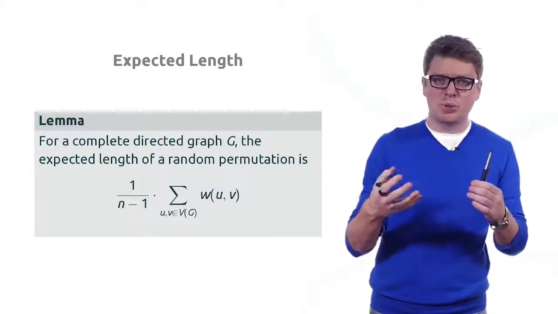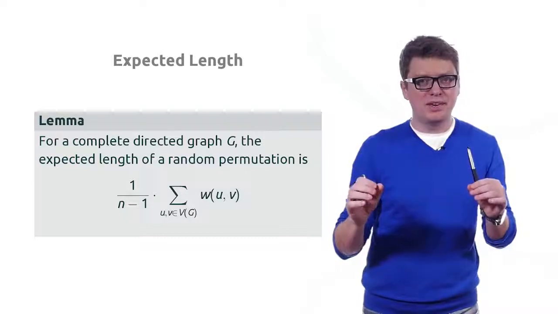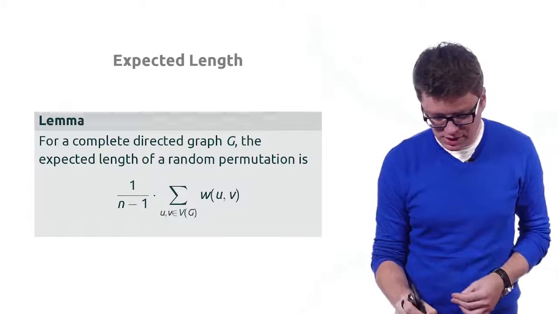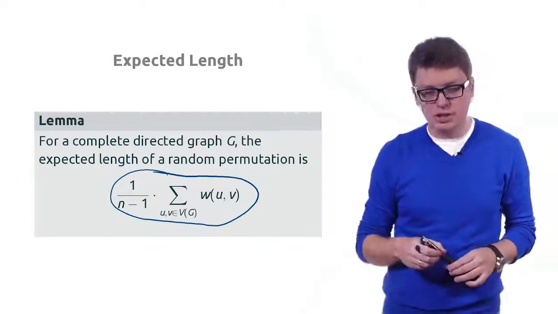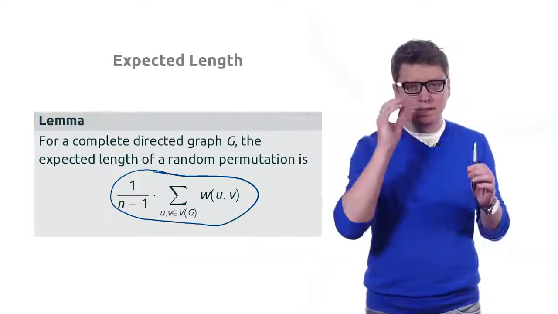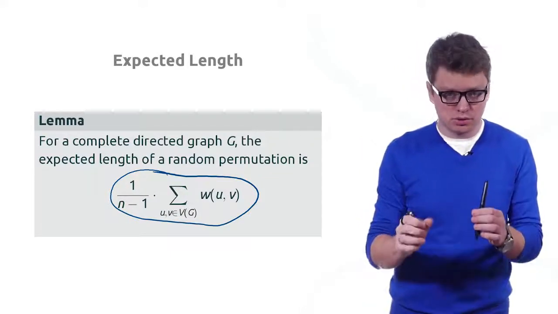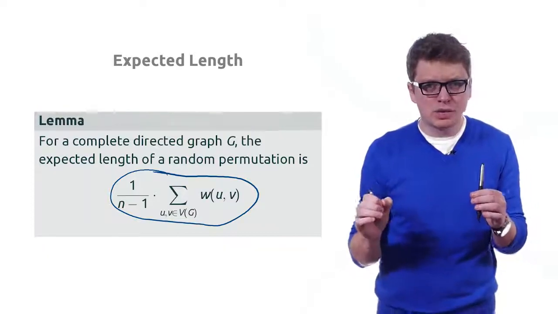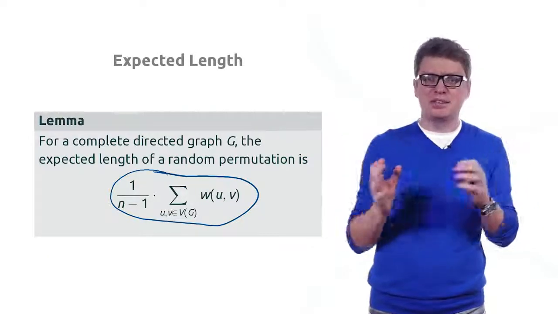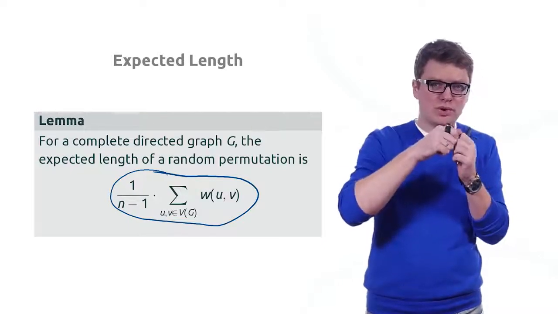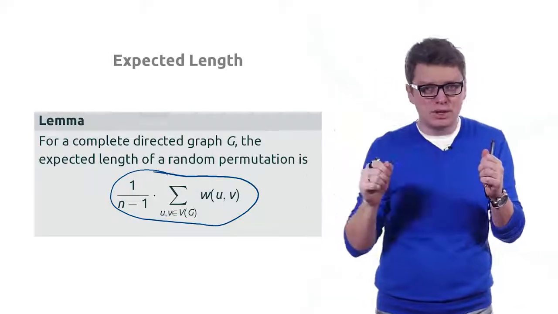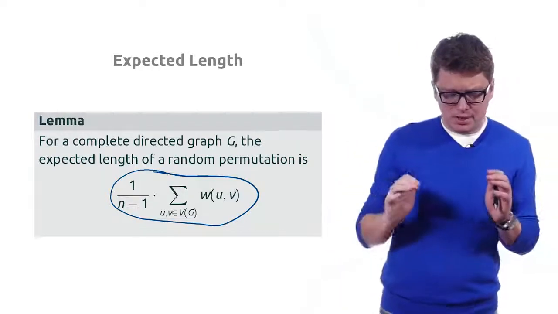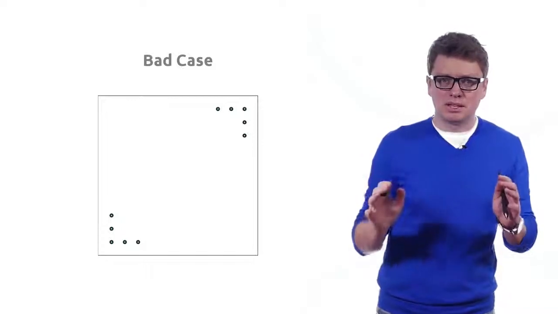This means that if in our graph we have some very heavy edge, then its weight will give a contribution to the weight of a random permutation, and this is something that we would like to avoid, because probably there are many heavy edges in our graph, but what we're looking for is some cycle that avoids all the heavy edges.